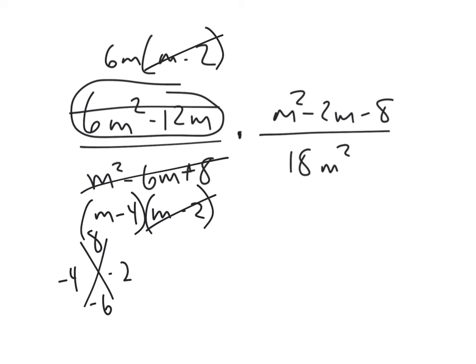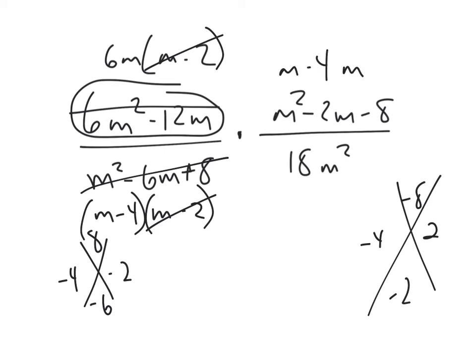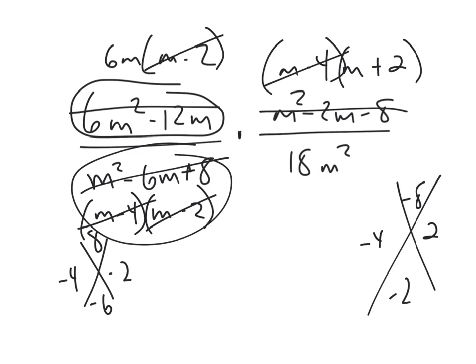Okay. And then I'm going to do this guy, so negative 8 and negative 2. So that'd be a negative 4 and a positive 2. So I got m minus 4 and m plus 2. I'm going to cross him out. So now this m minus 4 and this m minus 4 will cancel. So now there's nothing left down here. And I can deal with this guy. This guy and this guy can be reduced, can't they?